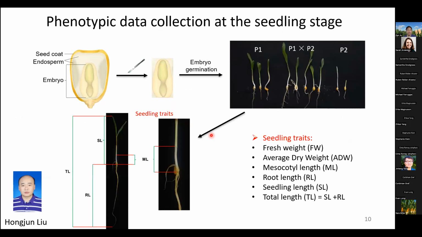In this project, we collected tons of phenotypes. These phenotypes can be classified into three categories. The first one is the seedling trait, the second is the molecular trait, and the third is the adult trait. In this slide, I will show you the seedling traits we collected.